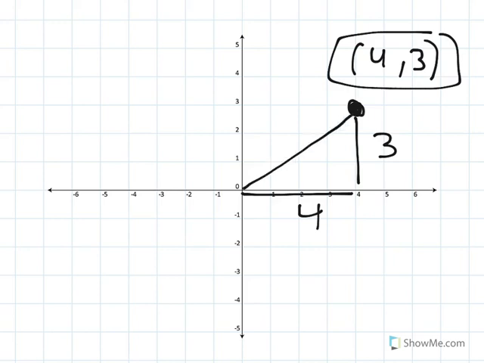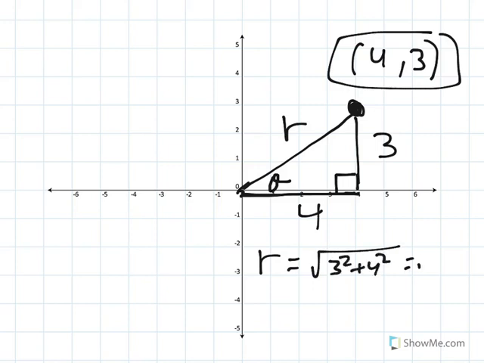Imagine I make this triangle here. Now, this triangle has a right angle, and it has, besides the 3 and the 4, a hypotenuse, which I'm going to call R, and it has 2 acute angles. I'm going to call the angle that's made with the positive x-axis theta. If I can work out the value of R and theta, now R is easy because using the Pythagorean theorem, 3 squared plus 4 squared is the square root of 25, which is 5.